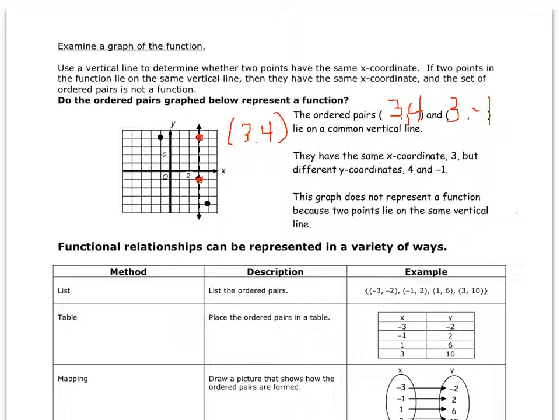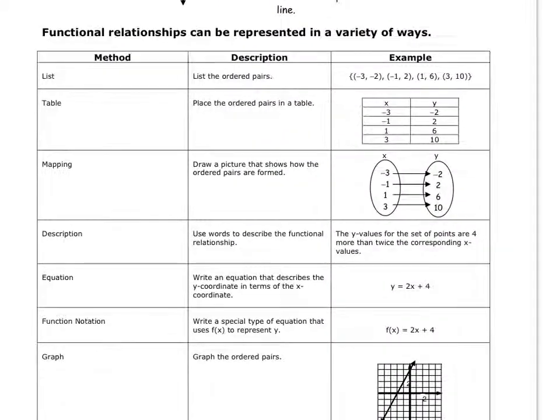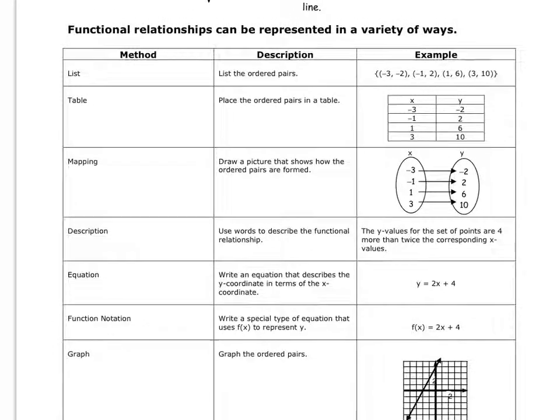So let's take a look at an example. Here's some ways right here that I've listed for you of ways you can tell whether things are functions or not. You can use a list, where you just list out the coordinates. This is a table. This is what we call a mapping diagram. So you pair the x values with the y.